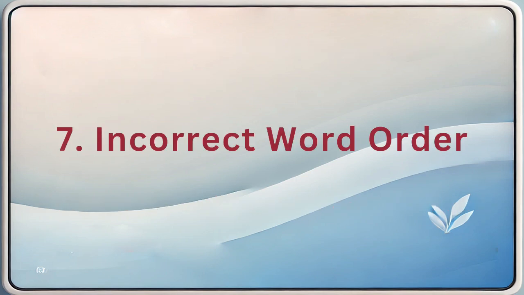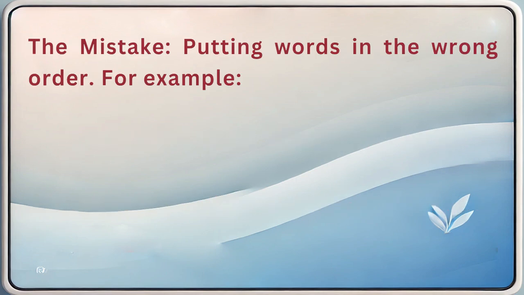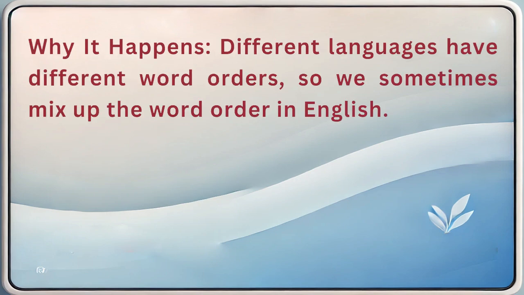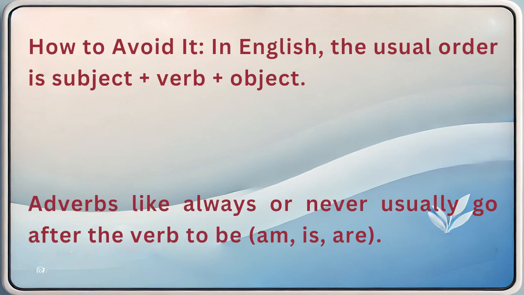7. Incorrect word order. The mistake: putting words in the wrong order. For example, incorrect: he always is late. Correct: he is always late. Why it happens. Different languages have different word orders, so we sometimes mix up the word order in English. How to avoid it. In English, the usual order is subject plus verb plus object. Adverbs like always or never usually go after the verb to be: am, is, are.